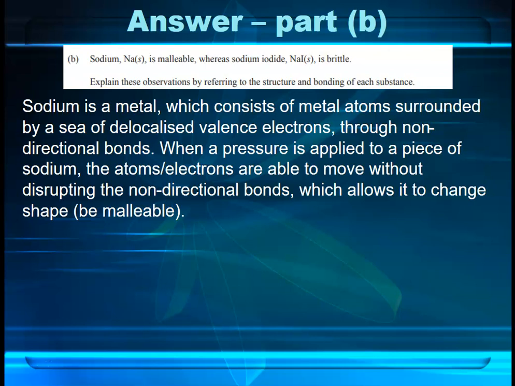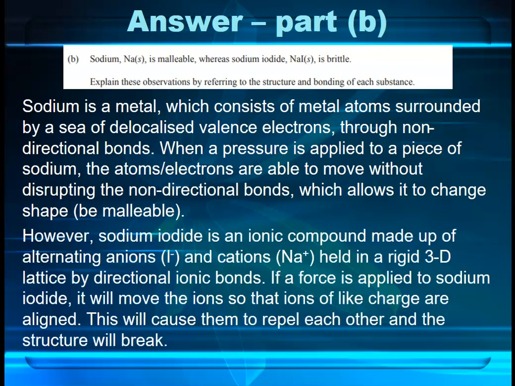That's all that's required. And then we're going to do the same thing for sodium iodide, which we've already identified as an ionic solid. So, sodium iodide is an ionic compound made up of alternating anions, I-, and cations, Na+, held in a rigid 3D lattice by directional ionic bonds.